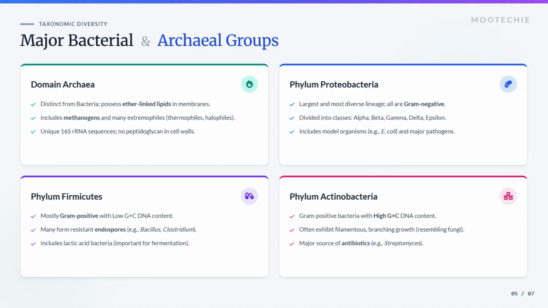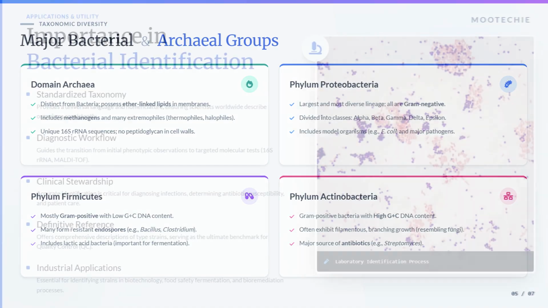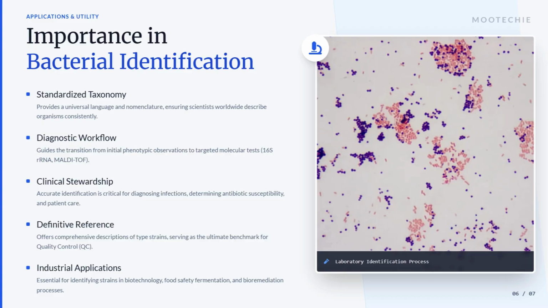Finally, the phylum Actinobacteria. These are gram-positive bacteria with high G plus C DNA content. They often exhibit a unique filamentous branching growth pattern that can resemble fungal mycelium. Perhaps most famously, they are a major source of antibiotics, with the genus Streptomyces being a prime example. Now, let's discuss the applications and utility of Bergey's manual in bacterial identification.